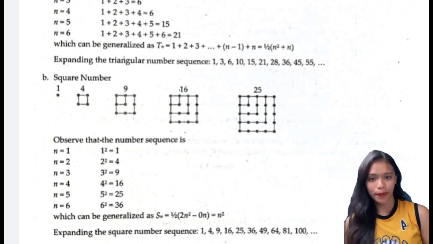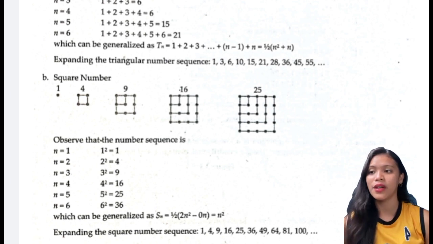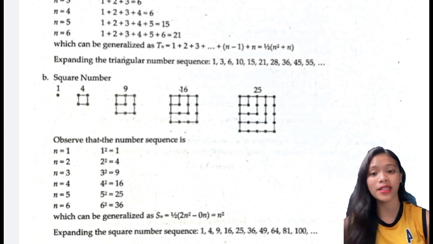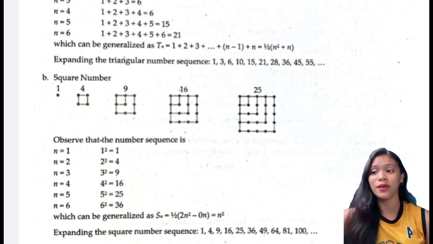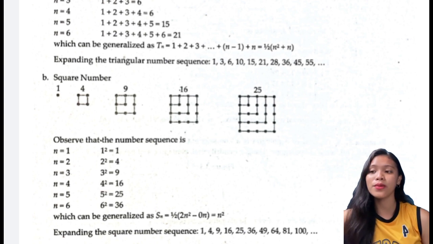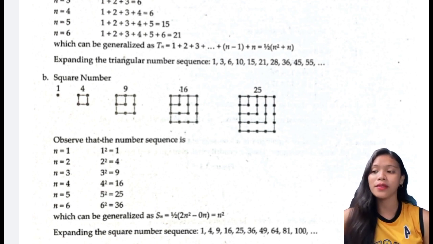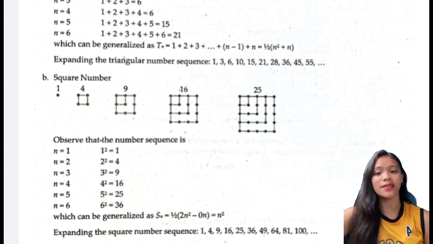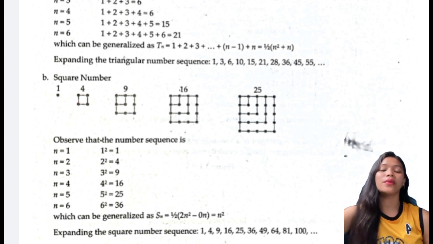Second example is the square number. Observe the number sequence: n equals 1, so 1 squared is equal to 1. N equals 2, 2 squared equals 4. N equals 3, 3 squared equals 9. N equals 4, 4 squared is equal to 16. N equals 5, 5 squared is equal to 25. And n equal to 6, 6 squared equals 36.